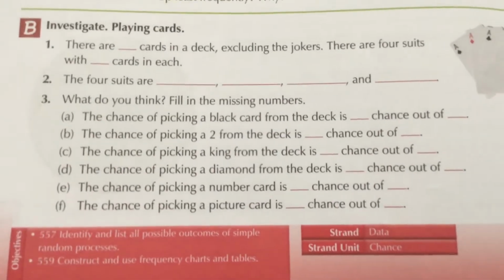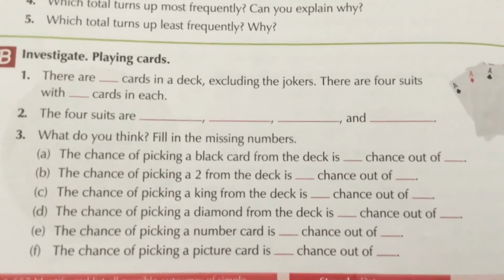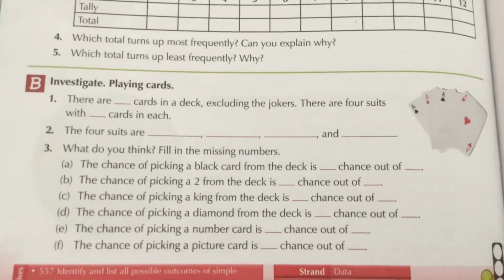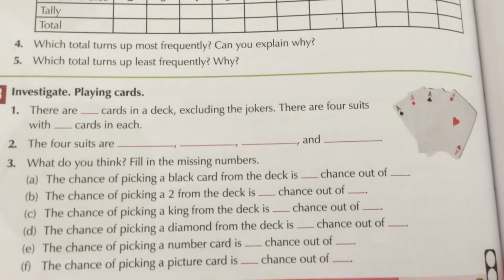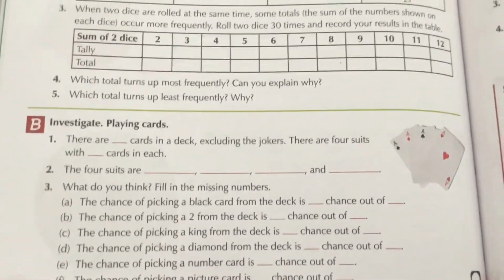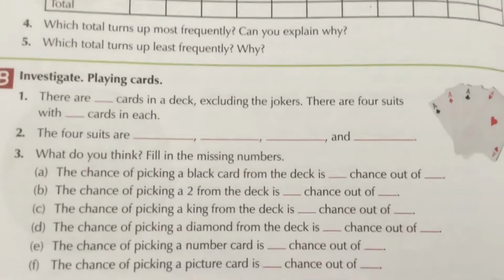Fill in the missing numbers. So the chance of picking a black card: remember, half the deck is black and half the deck is red. So I'm going to let you do that, guys. If you have a deck of cards at home, it's great. But again, it's all prediction, and it's a chance of 1 out of a total of a number. So it's 1 out of a total of 26, or 1 out of a total of 4, etc. You know what I'm talking about.